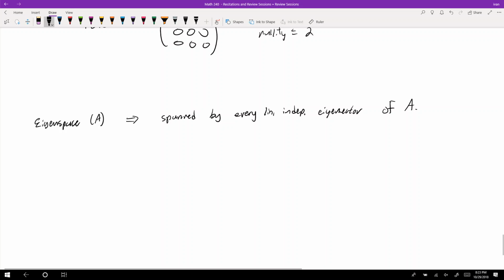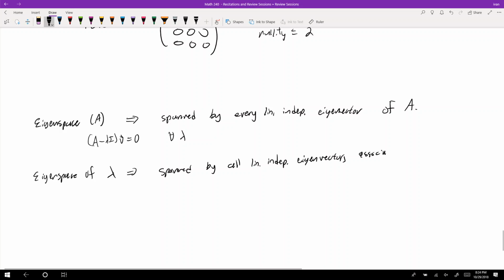So in other words, it's (A minus lambda I)v equals 0 for every lambda. Yeah, that's what it is. So it's all the eigenvectors that you find. Okay? The eigenspace of some lambda, this is the space spanned by all linearly independent eigenvectors associated with lambda.